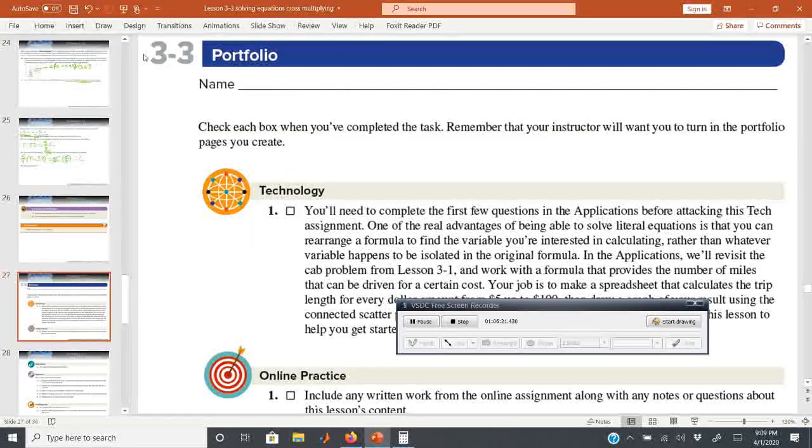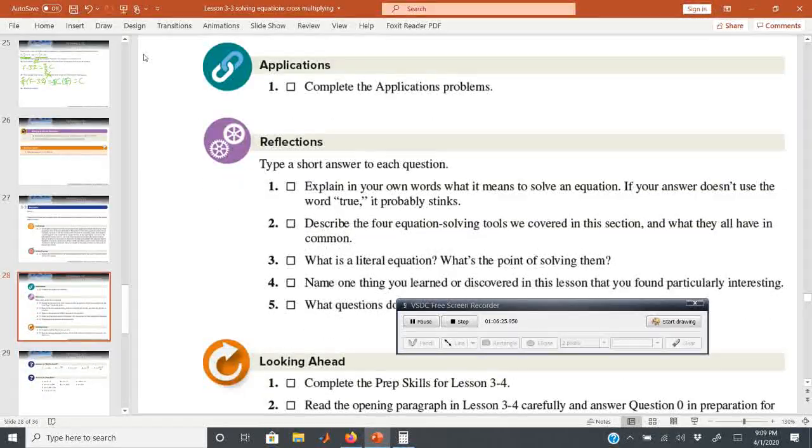Okay. We're just about done here. On to the portfolio. As usual, we don't do the technology. The online practice is the ALEX. You need to do your ALEX. The last thing you need to do is the applications.